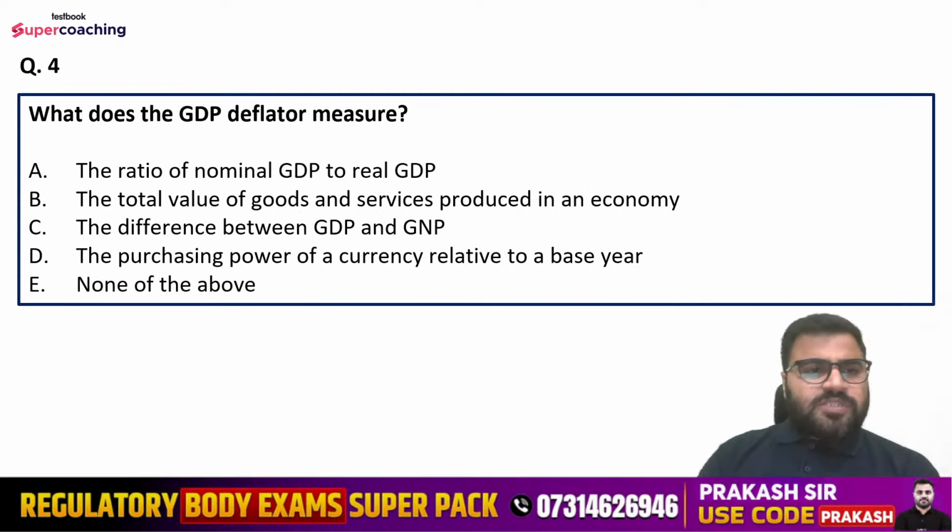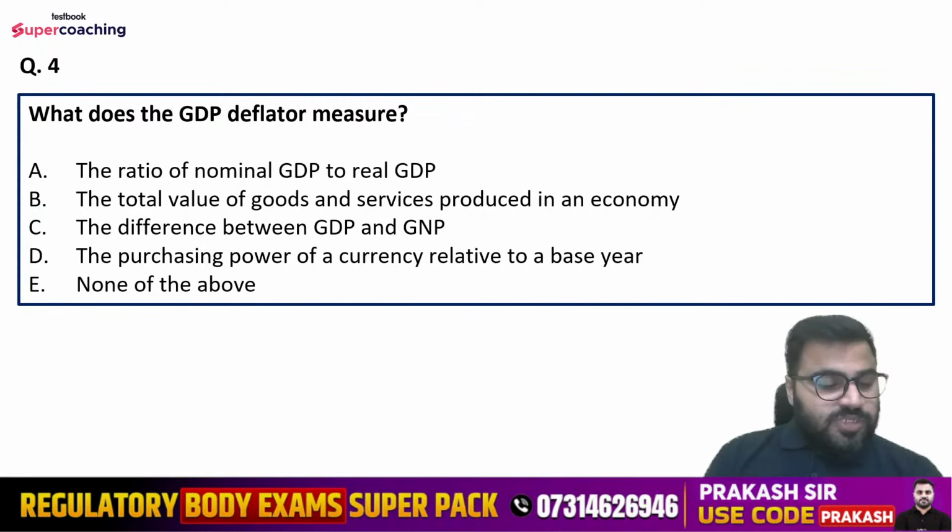Question number fourth is, what does the GDP deflator measure? Options are the ratio of nominal GDP to real GDP, the total value of goods and services produced in an economy, the difference between GDP and GNP, the purchasing power of a currency relative to a base year, or none of the above.